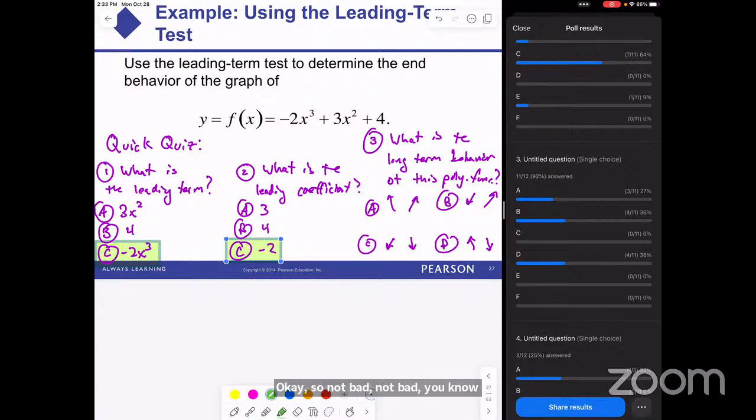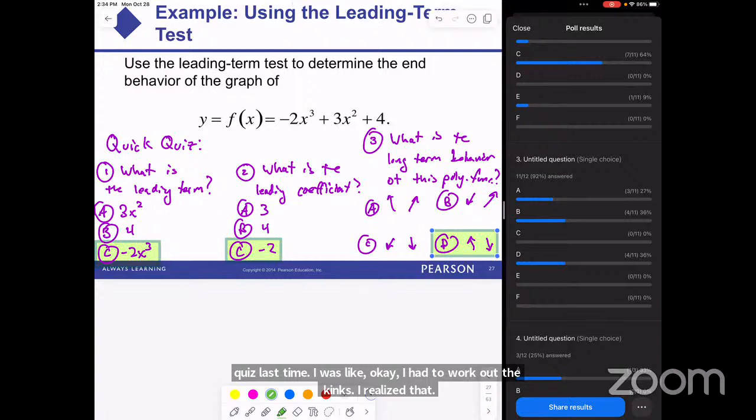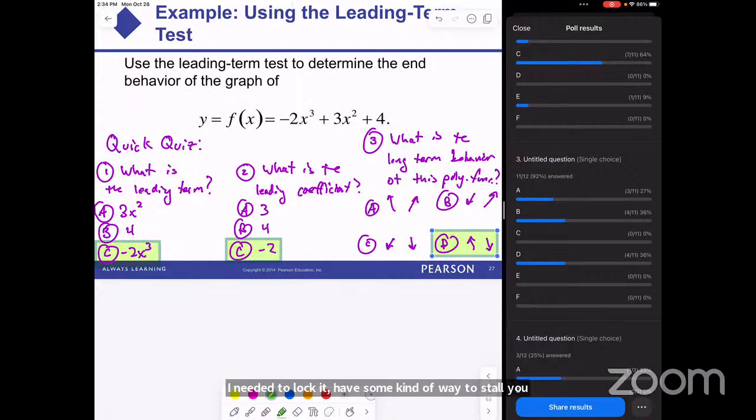Just some feedback, trying to, again, pump some energy into you guys, because I know how dry this stuff can be. But see, it's coming together, right? We did our little quiz last time. I had to work out the kinks. I realized I needed to lock it, have some way to stall you guys from submitting, because originally, we tried to submit it and it just threw everything off. I was like, damn.